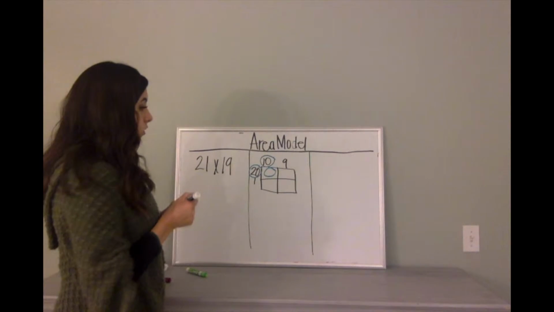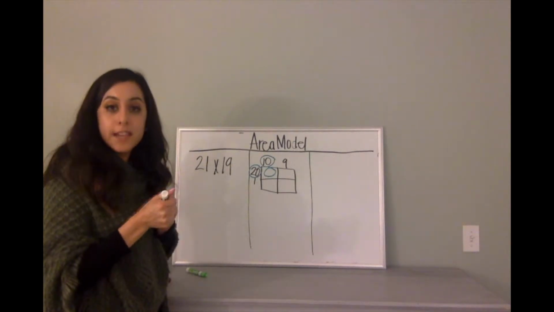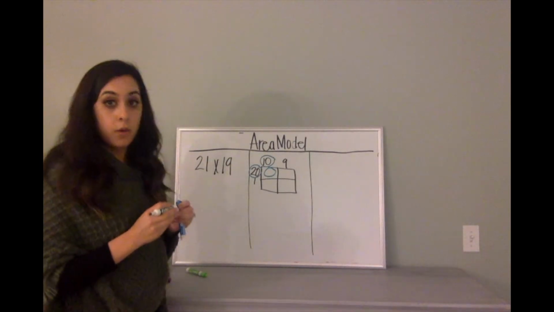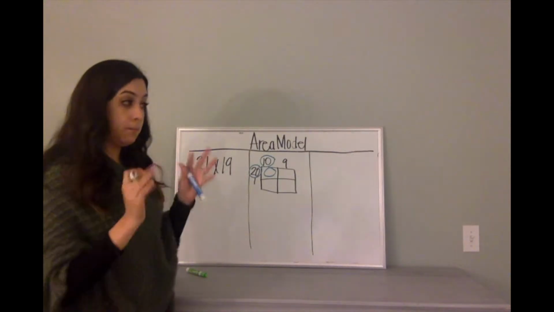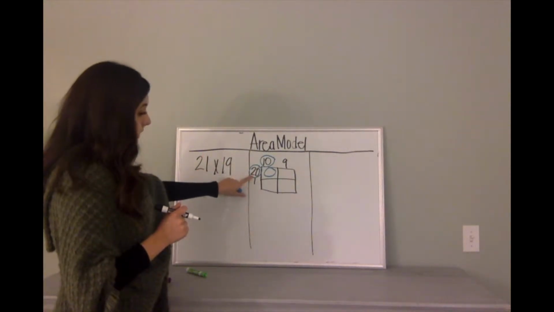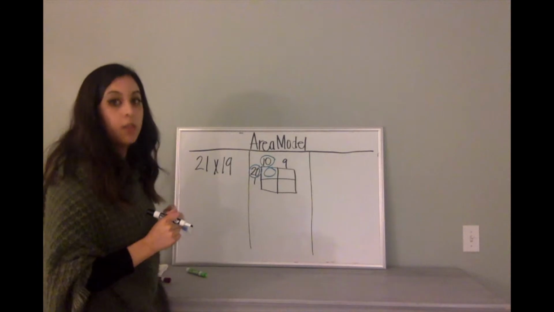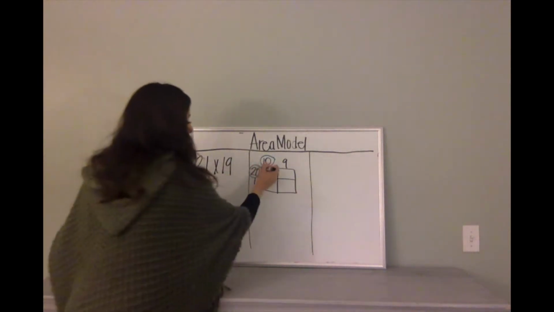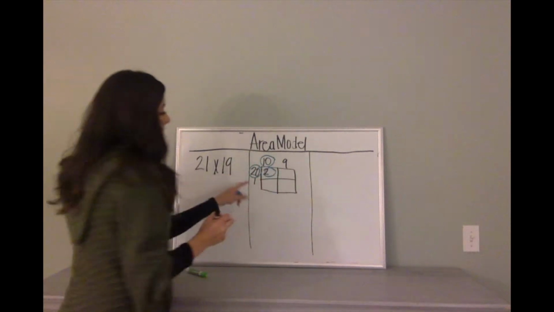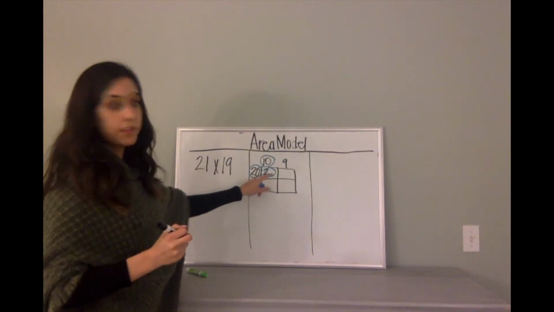And if 20 times 10 is hard for you to multiply, I want you to think about it in parts. What is 2 times 1? We know that 2 times 1 is 2. So we're going to write 2 in here. And then we're going to add the 2 zeros. Okay?